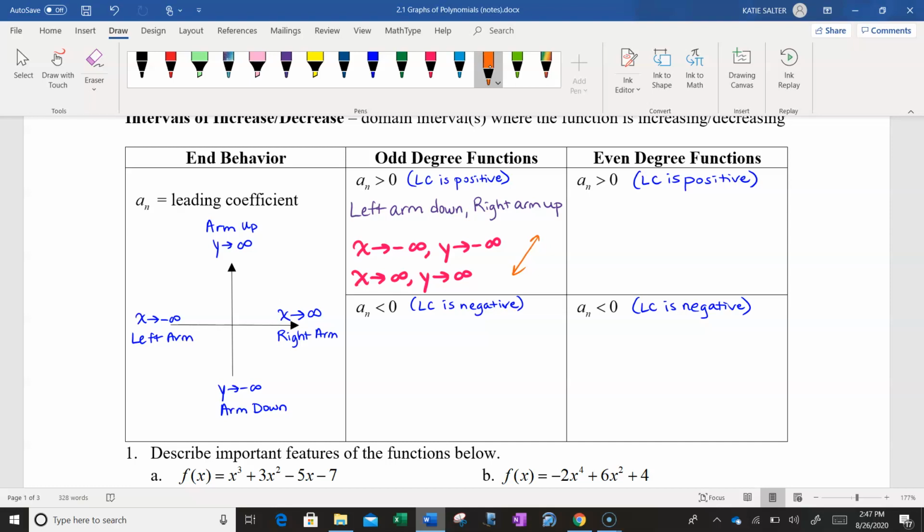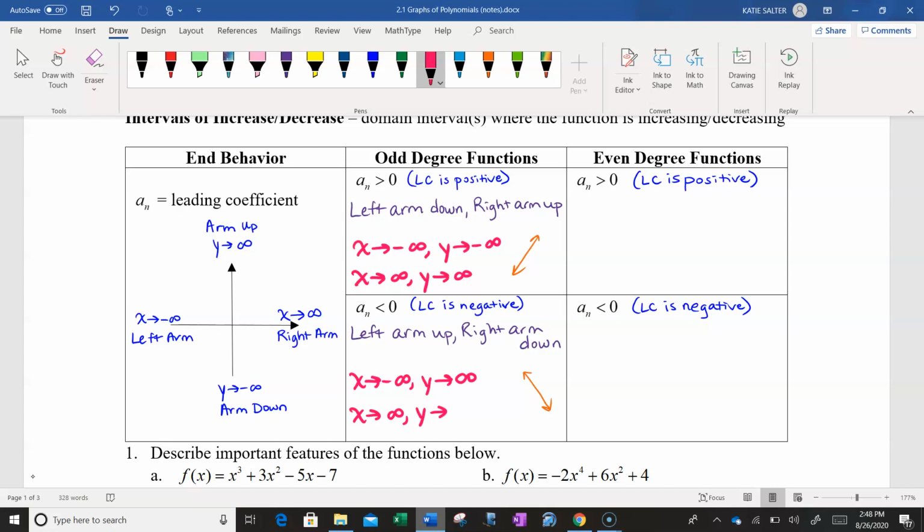Okay, so now let's talk about if we had a negative leading coefficient. Again, think about that linear function. It would switch around. So in this case, the left arm is up and the right arm is down. Anytime we do end behavior, we're going to say as x goes to negative infinity, y goes to, and then you have to put what it does. So in this case, y is going to infinity because the left arm is up.